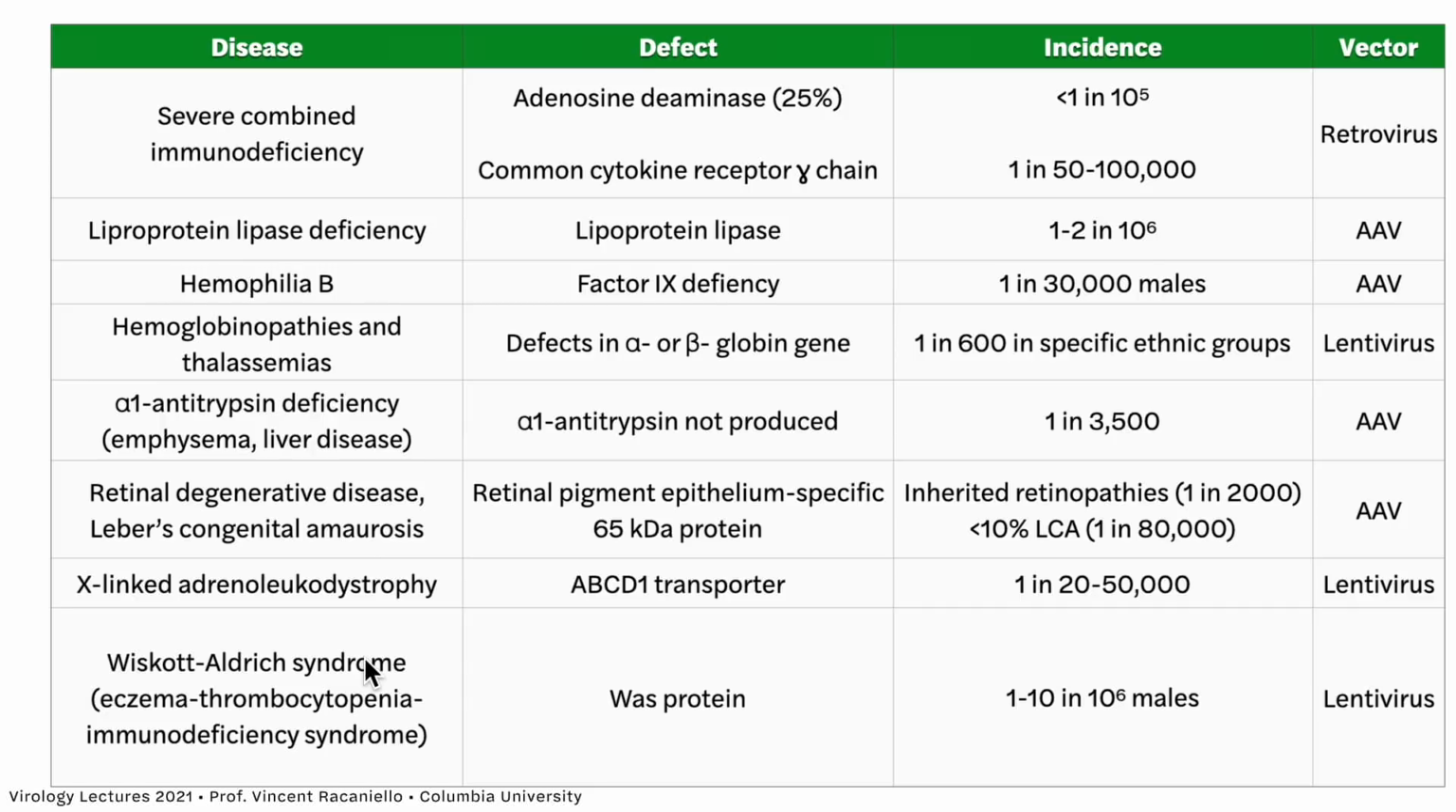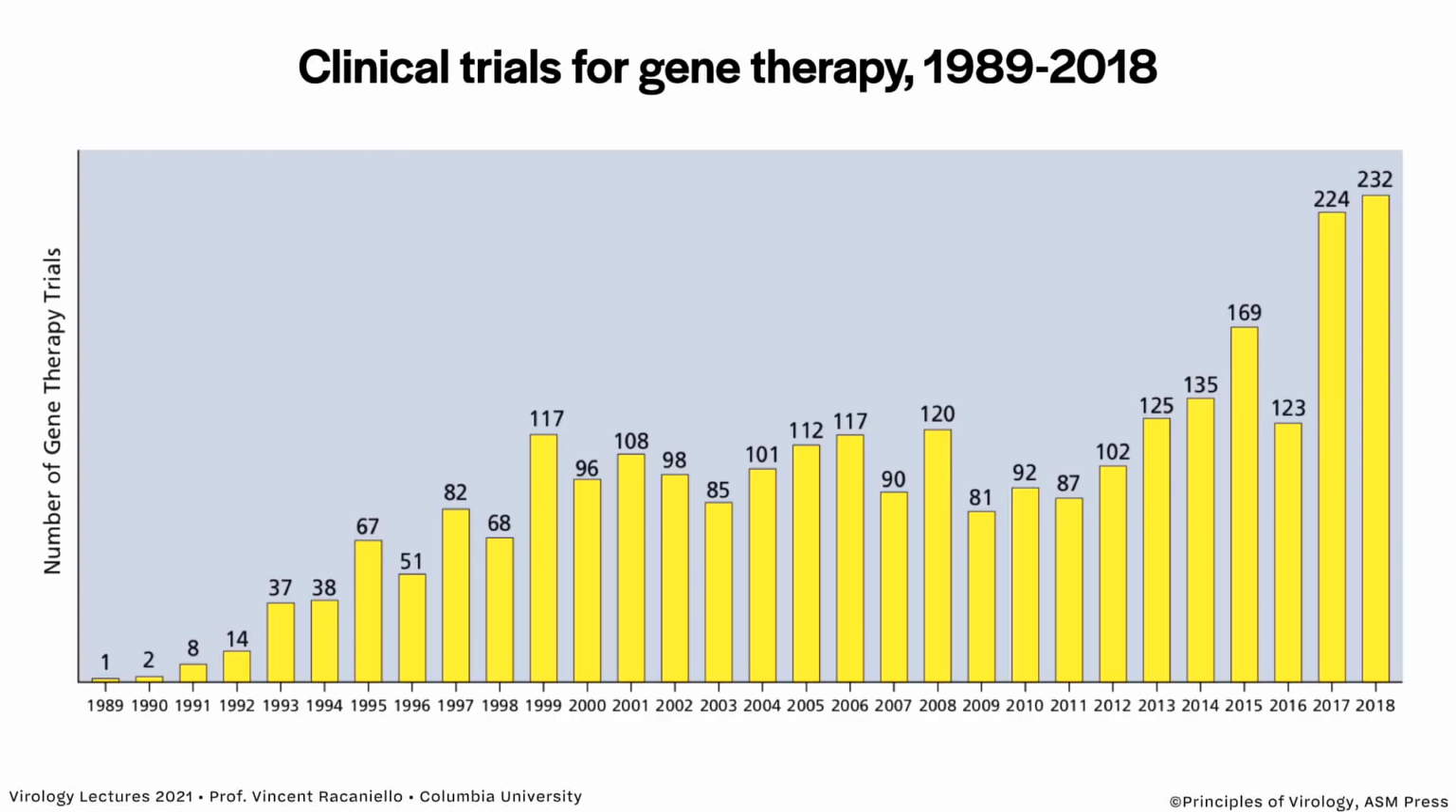So let's talk about what we know and what we've learned. Here's a graph of clinical trials for gene therapy from 1989 to 2018. And you can see the numbers going up. The number is at the top of each bar. There are some years where it goes up and it goes down. It goes down sometimes because we have a problem, and all of them are canceled for a while until we figure out the problem. You'll see some examples of that. But now we have over 200 such gene therapy trials ongoing.